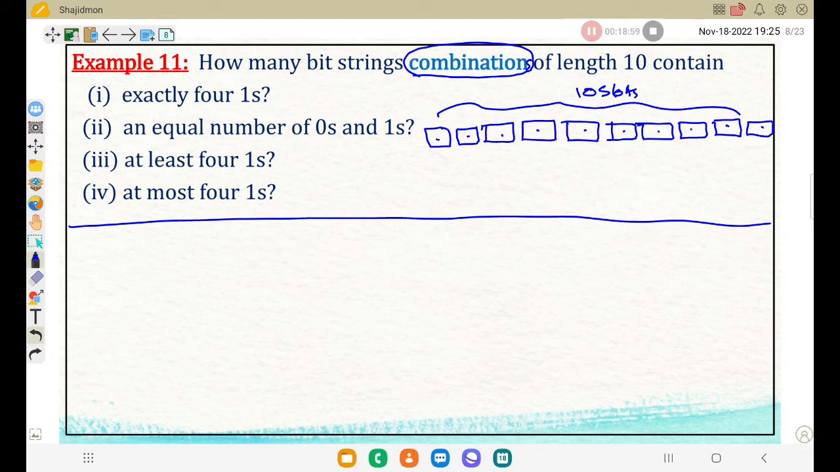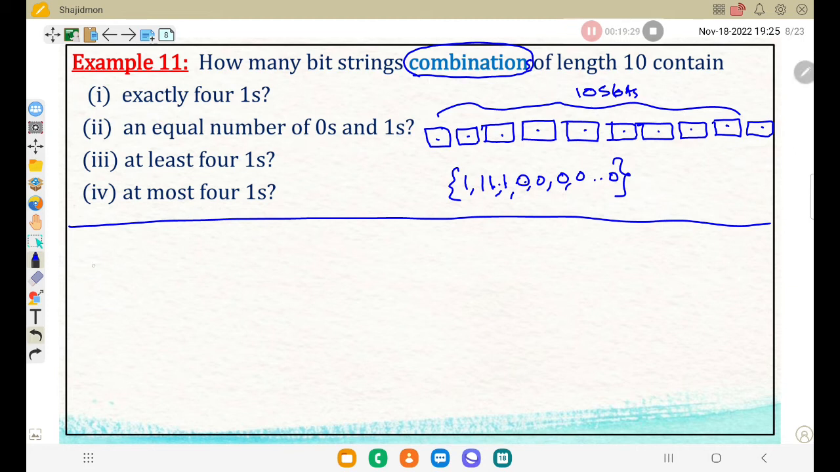From a set of 10 symbols. 10 symbols means these 10 slots, like 1 1 1, or otherwise 0 0 0 1 0 1, any option. So exactly 4 ones means we have 4 ones and the remaining zeros, totally 10 length. Now how will we take the combination? Exactly 4 ones we need to fill in, choosing 4 out of 10 slots. So how many ways can we choose that?